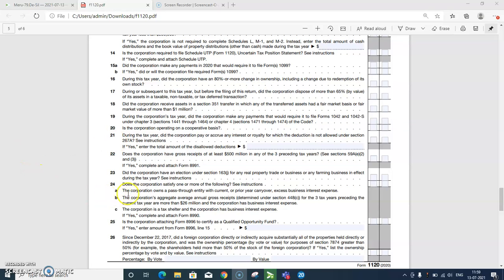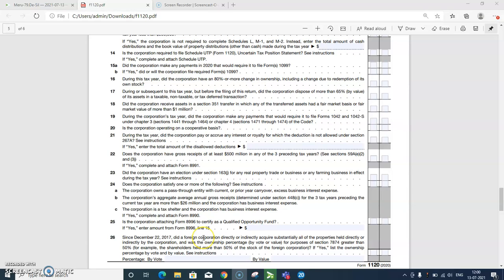Now 24A. The corporation owns a pass-through entity with current or prior year carryover excess business interest expense. The corporation's aggregate average annual gross receipts for the 3 tax years preceding the current tax year are more than $26 million and the corporation has business interest expense. The corporation is a tax shelter and the corporation has business interest expense. If yes, please complete and attach Form 8990.